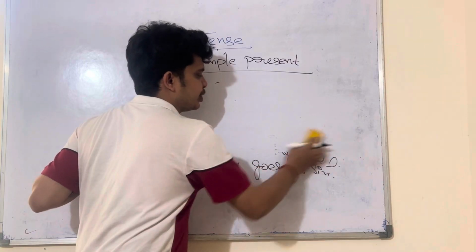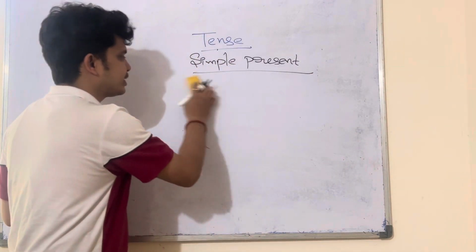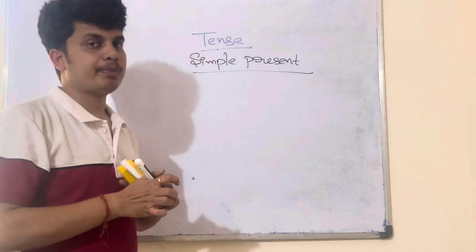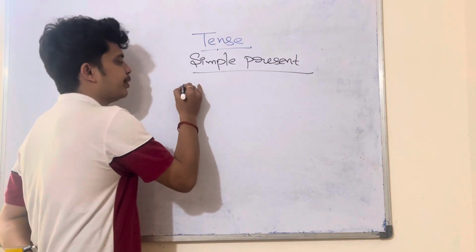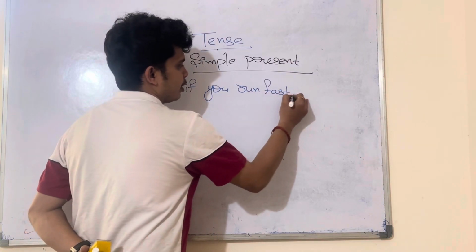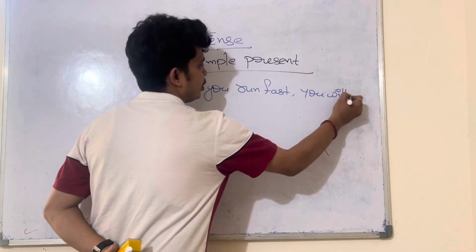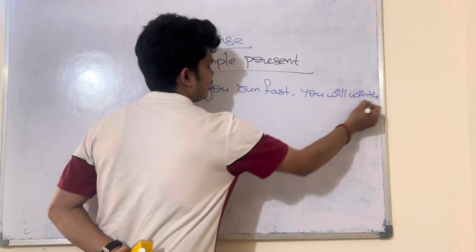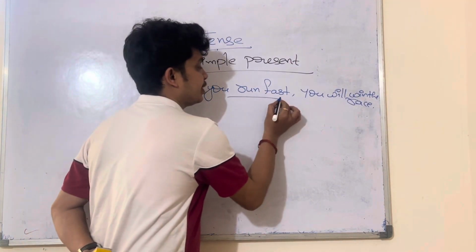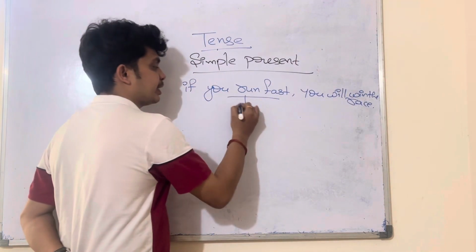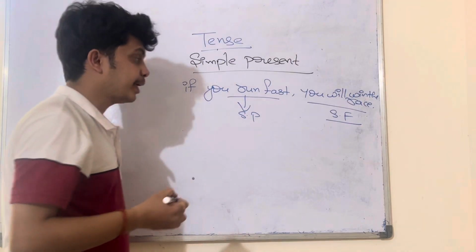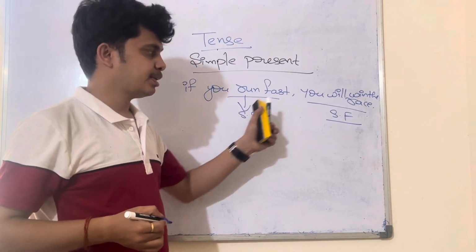There is one more thing that you need to learn about simple present, that is the conditional statement. For example, what is this conditional statement? Most of the time you may have heard, if you run fast, you will win the race. Or if you work hard. Most of the time people make a mistake here. If you will, no, that's wrong. The first part has to be in simple present, and the rest has to be in simple future. So if you do this, you will get the result.